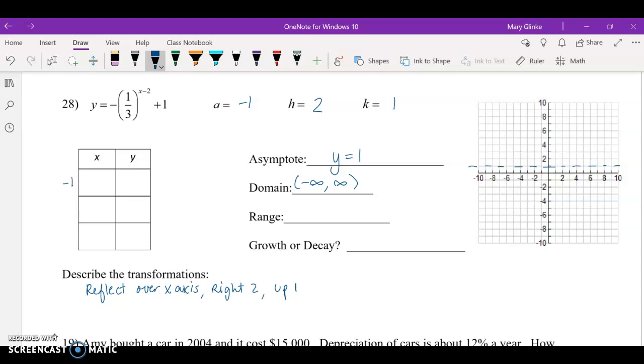The x values are going to be -1, 0, and 1. My y values, here my base is another fraction. So my first one, when I do 1 over my base, I'm going to take and flip the fraction. Then it's 1, and then it's whatever the base is. My x values are going to be plus h. In this case, it's +2. My y values are times a plus k. So we're going to multiply by -1 and then add 1.